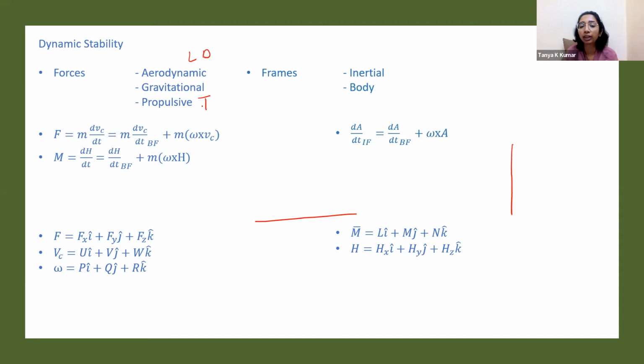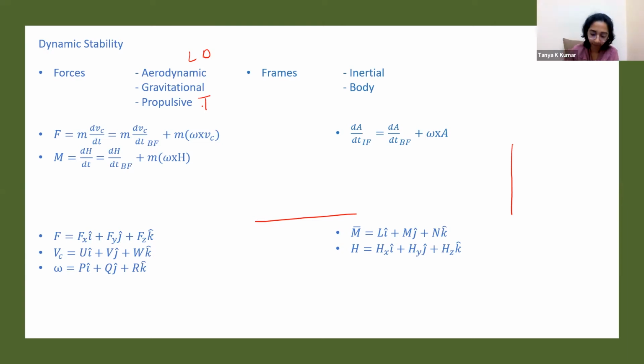Now we use two frames to perform this analysis. We use the inertial frame and the body frame. Body frame, why? Because it is easy for us to measure all of these terms in the body frame. That is the forward velocity, u, v, w, and the rate of change of these components. All of this measuring in the body frame is easy because we have instruments such that we can measure them in the body frame. But the problem arises when we use it in the equations of motion.